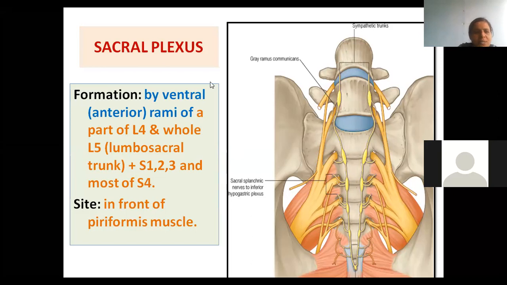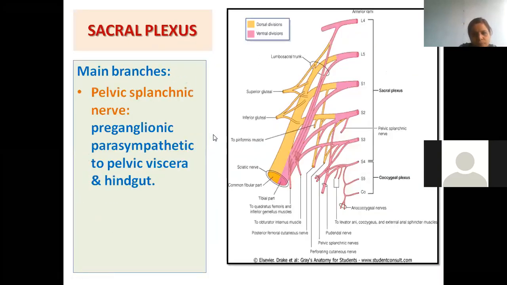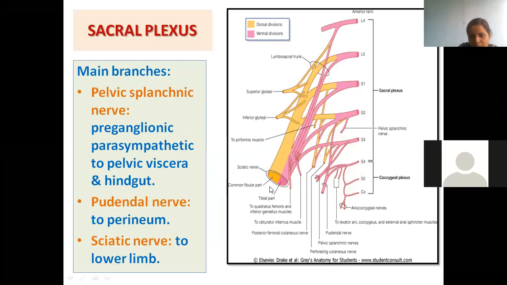So this sacral plexus, how is it formed? By anterior rami. That means when you see in front, you call them ventral or anterior rami. L4, L5 we are also seeing, then S1, S2, S3 and S4. Most of them are just joining in front of the piriformis muscle to form the sacral plexus. Now, if you look at the sacral plexus, the root values are L4, L5, S1, S2, S3 and S4.